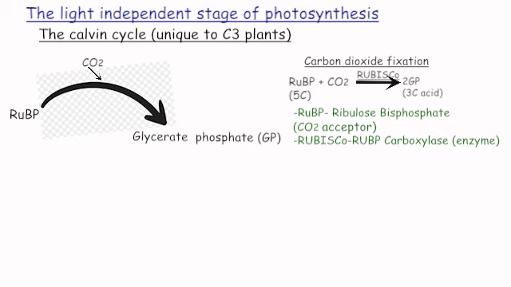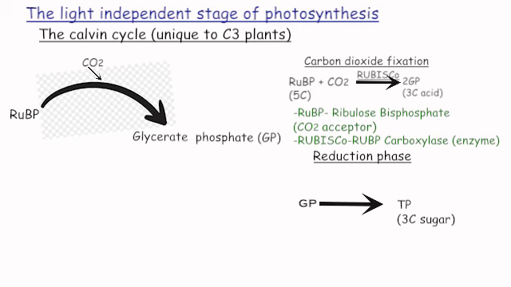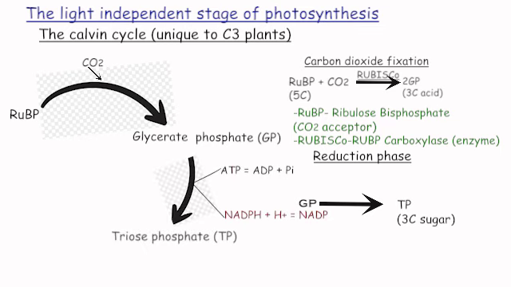Then next is the reduction phase. Now during the reduction phase, this GP, which is a 3-carbon acid, so it contains a carboxyl group, is reduced, and this reduction requires hydrogen from reduced NAD and energy from ATP. So in the end, since it's a carboxyl group, those who are doing chemistry will get this more. It loses one oxygen atom, and that becomes an aldehyde group, and this is called triose phosphate. So triose phosphate is the first carbohydrate formed during photosynthesis.